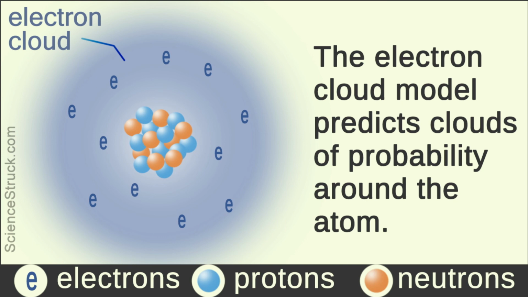So all in all, we use the electron cloud model as the modern model because the position of an electron is mostly uncertain. So the electron cloud model provides a good idea of where the electrons are most of the time.